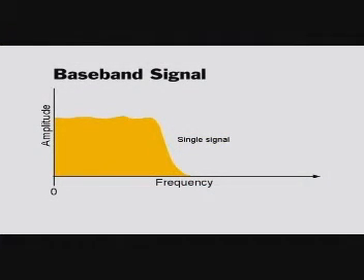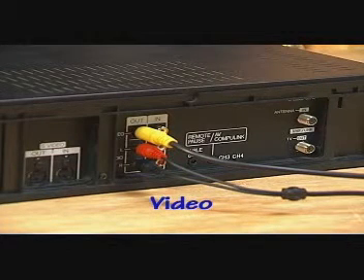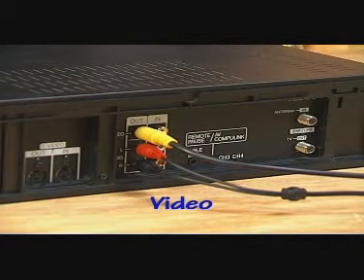A baseband signal means there's only one signal or channel on the network or cable, usually occupying a bandwidth that starts at 0 hertz. The signal has the exclusive use of the cable or network, not shared with other signals. A good example is a baseband video signal, the signal typically available at the video output jack of a VCR or DVD player.